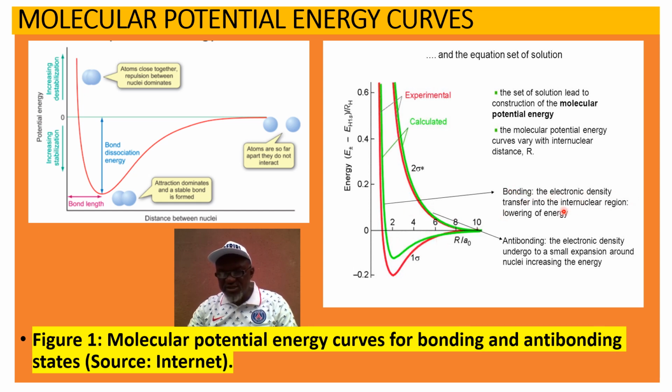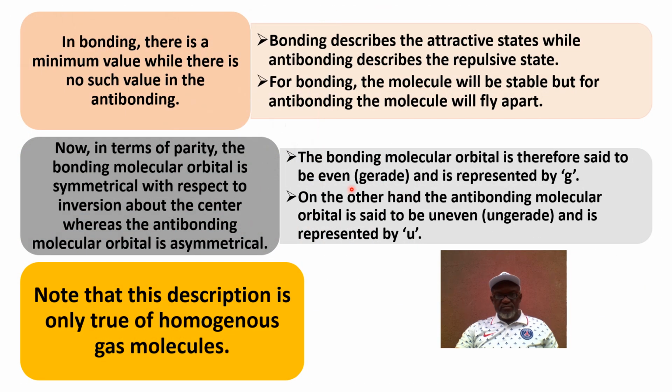So bonding, the electron density transfers into the internuclear region, lowering the energy. Look at it, it comes down. For antibonding, the electron density undergoes a small expansion around the nuclei, increasing the energy. Look at it here. The energy here is more than the energy here, and that makes the molecule fly apart. That is, it cannot come together. That is against bonding, which I would call antibonding. In bonding, there is a minimum energy. In fact, that diagram has explained this. Bonding describes the attractive state, while antibonding describes the repulsive state. For bonding, the molecule will stay together, but for antibonding, the molecule will fly apart.